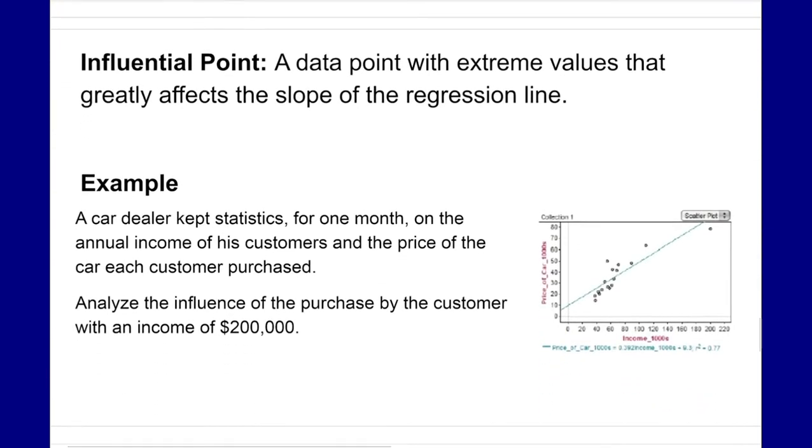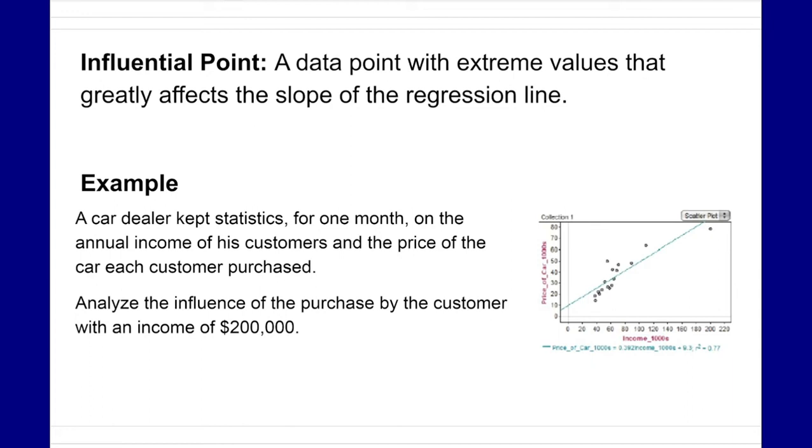Next, we're going to look at influential points. We did talk about being aware of that when we're analyzing our data, but an influential point is a data point with extreme values that greatly affects the slope of the regression line, or the slope of that line of best fit.